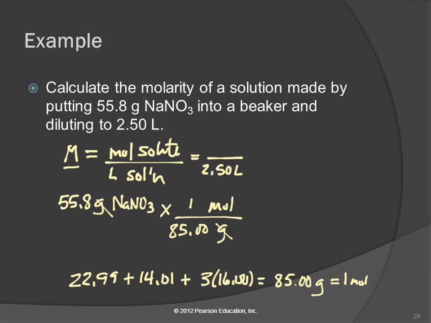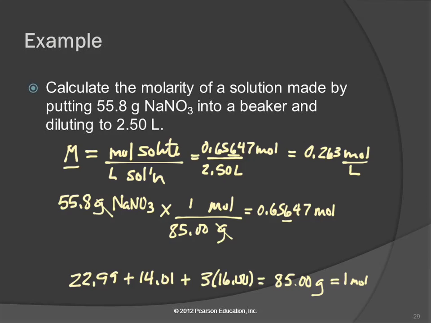55.8 divided by 85 is 0.65647 moles. Now that would have 3 sig figs. It's always good to carry along some extra ones until you're all done. That's moles. So we divide by 2.5 and we get 0.263. The units there are moles per liter, but we also abbreviate that with a capital M, 0.263 capital M.